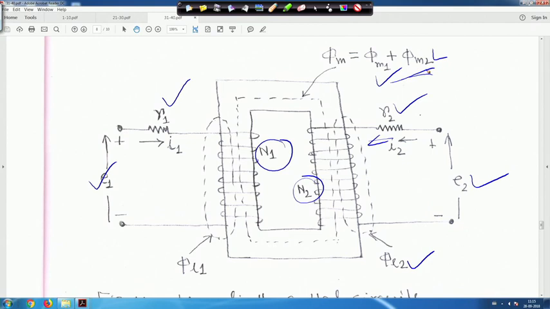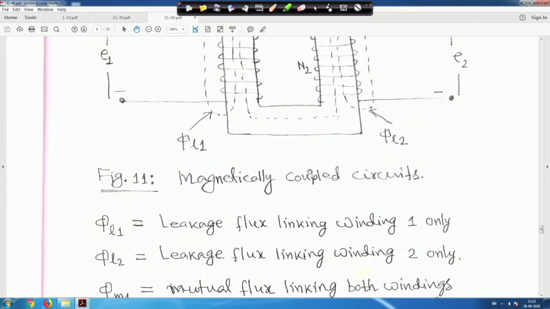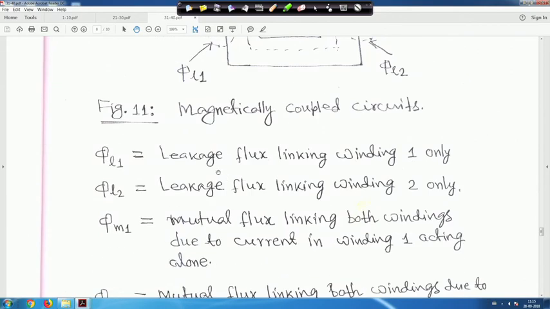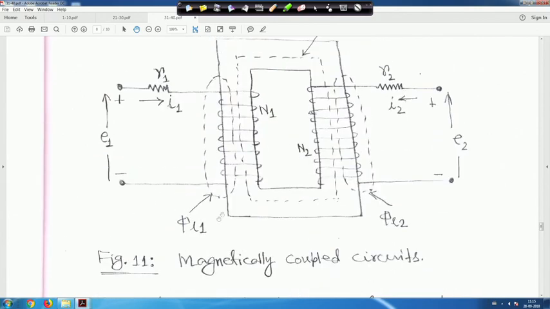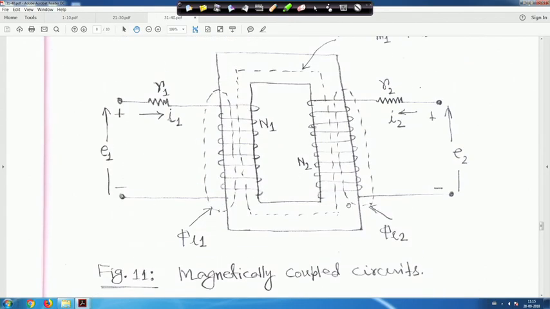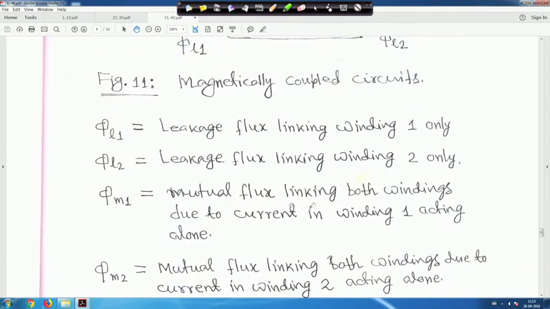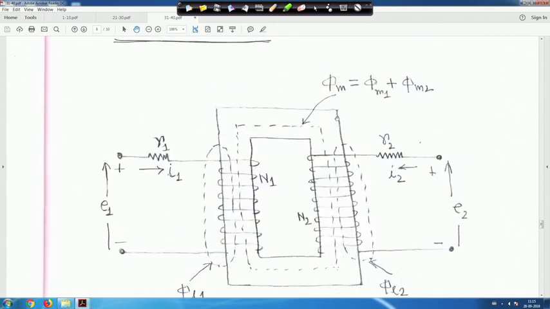So this is the coupled coil. Now, how do we write the equations for a coupled circuit? This is a magnetically coupled circuit. Phi L1 is the leakage flux linking winding 1 only. Phi L2 is the leakage flux linking winding 2 only, which is this winding 2. And phi M1 is the mutual flux linking both windings due to current in winding 1 acting alone.